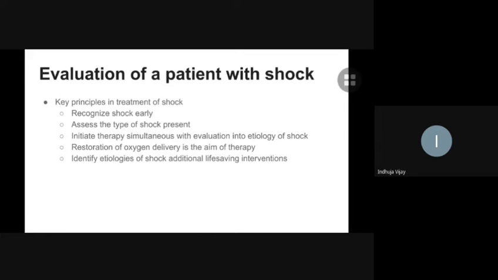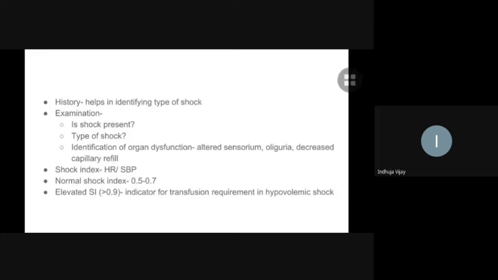The key principles in treatment of shock are to recognize the shock early, to assess the type of shock present, and to initiate therapy simultaneously with evaluation into the etiology of shock. Restoration of oxygen delivery is the aim of therapy. Identify etiologies of shock in addition to the life-saving interventions. First we have to start with history taking. This will help in identifying the type of shock.